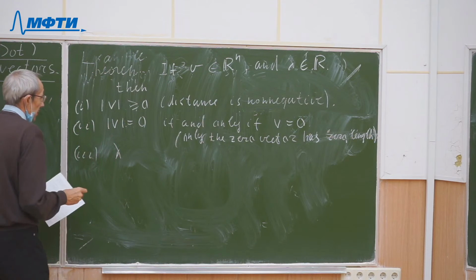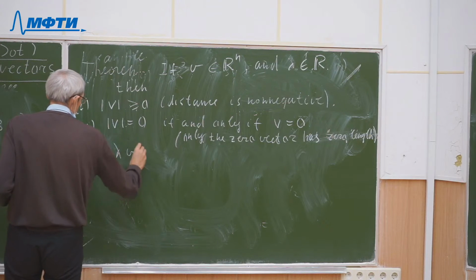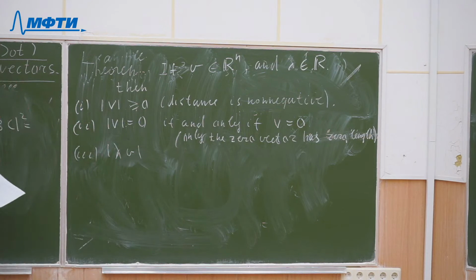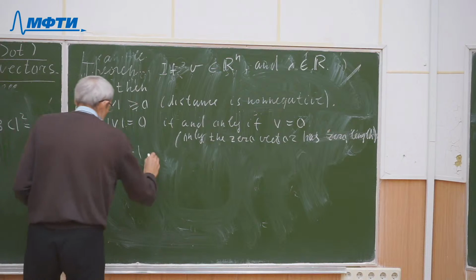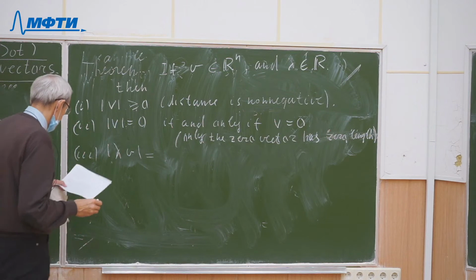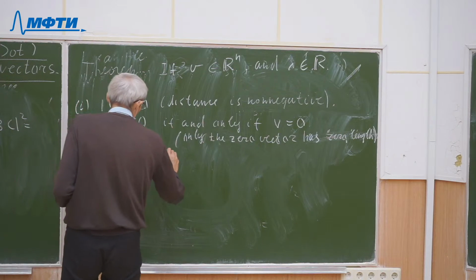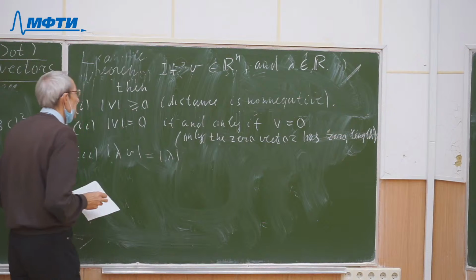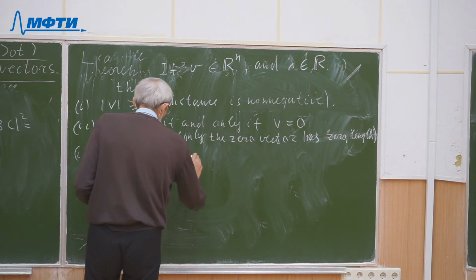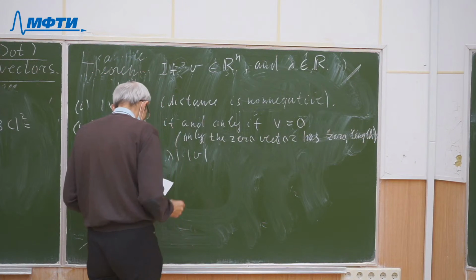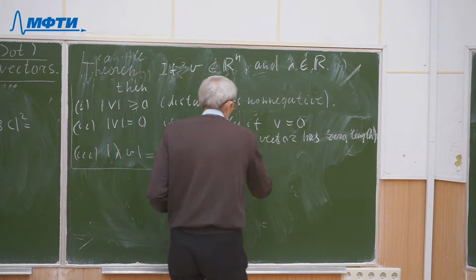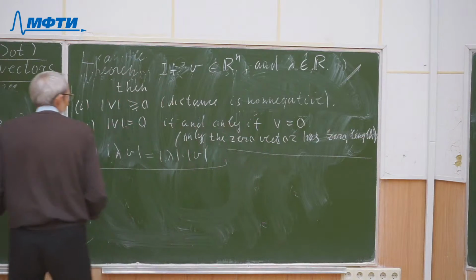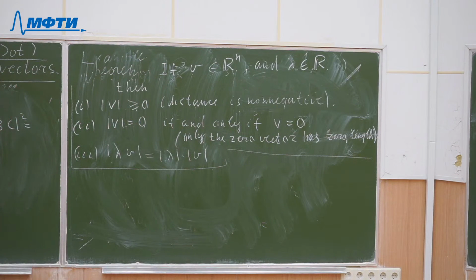Third, if we consider the length of the scalar product of lambda and v, the length of this vector is equal to the product of the modulus of lambda and the length of v. The proof is evident enough.